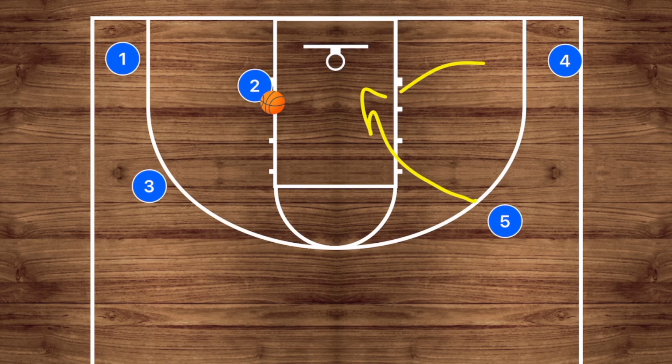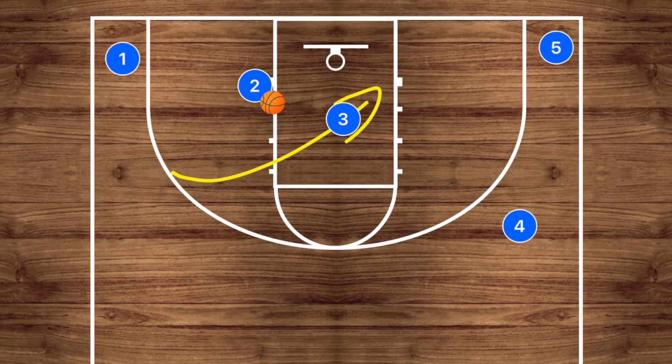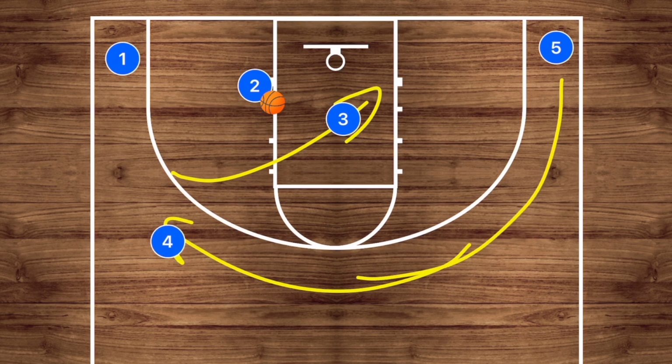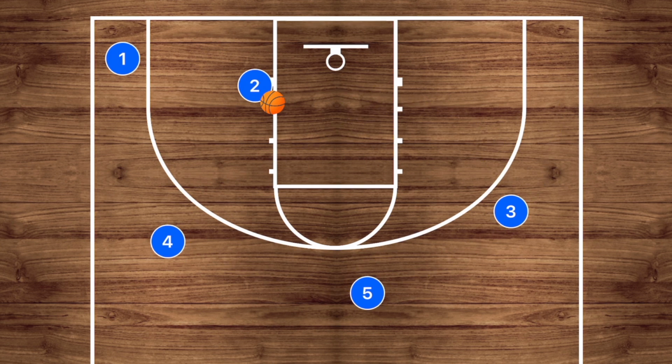Weak side cuts, fills out, player 4 lifts. Of course, if player 5 is open, hit him up with that layup. Player 3 cuts. If he's open, hit him. If not, player 4 fills, player 5 fills, and then player 3 fills out towards that wing. We kick this ball out and we can reverse that ball once more.